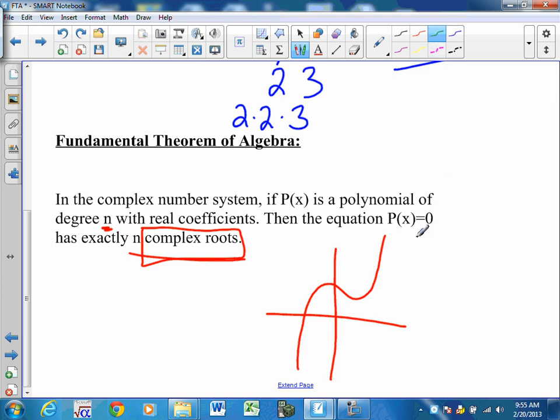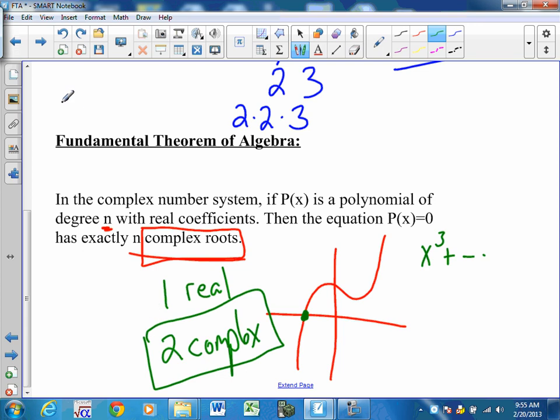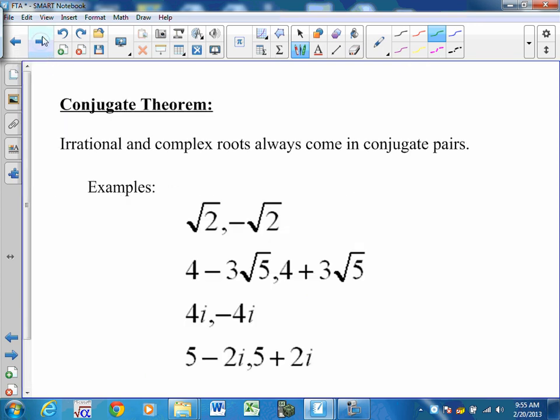Now, I'm always going to get 2 imaginary, or 2 complex. And the reason is because of the conjugate theorem, which says irrationals and complex roots always come in pairs. So if I have the square root of 2 as a root, I have to have negative square root of 2 as a root. If I have 5 minus 2i as a root, I have to have 5 plus 2i as a root. They always come in pairs, as you see here. I can't just have 1.